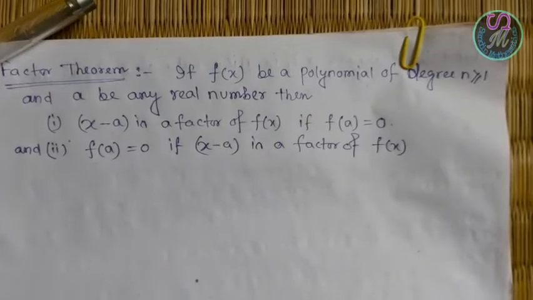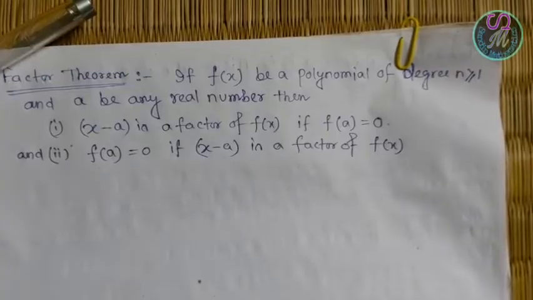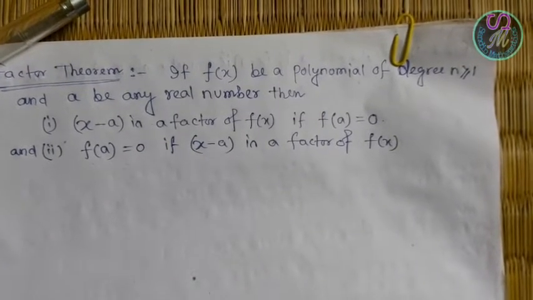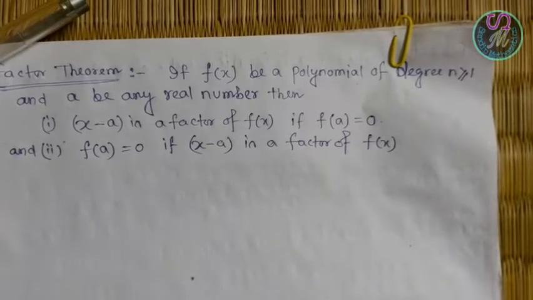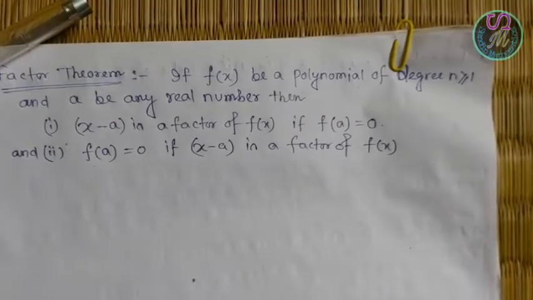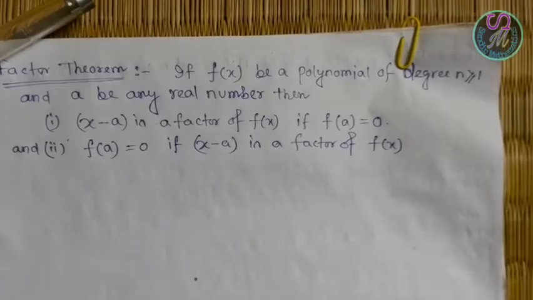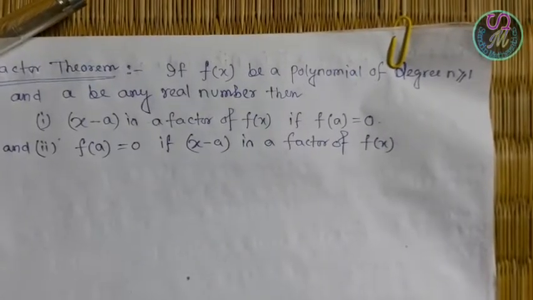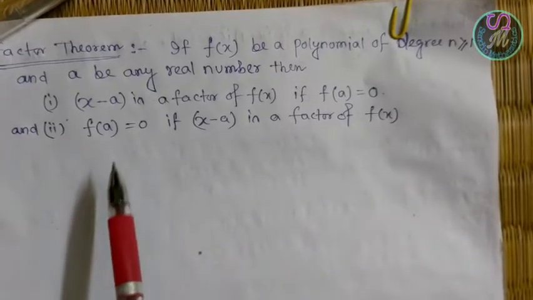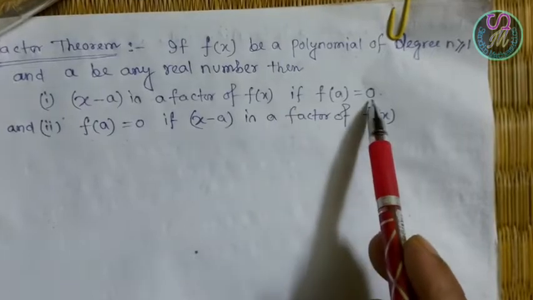In this class I will discuss the second part of the polynomial, that means the factor theorem. So the statement of the factor theorem is: if f(x) is a polynomial of degree n, where n is greater than or equal to 0, that means the value of n must be either 1 or more than 1, and a is any real number, then the first condition is x minus a is a factor of f(x) if f(a) equals 0.